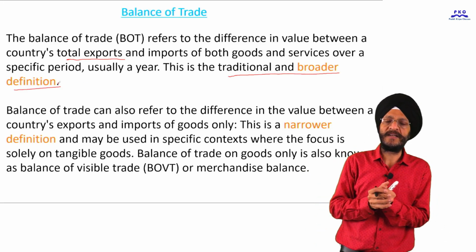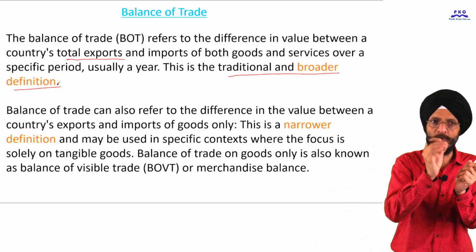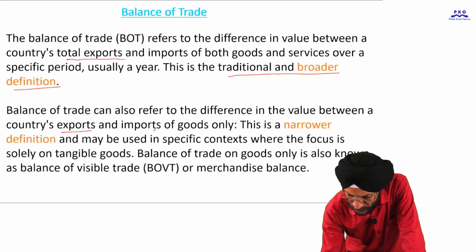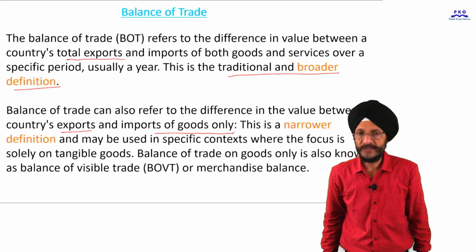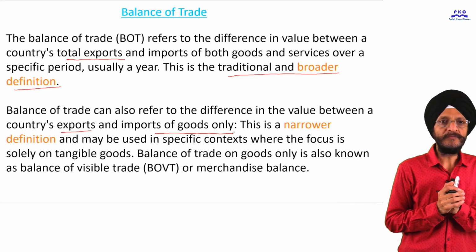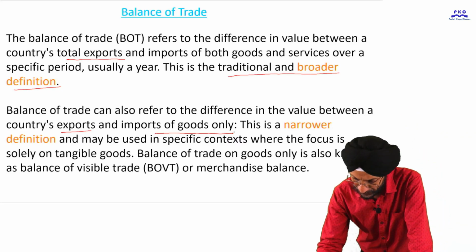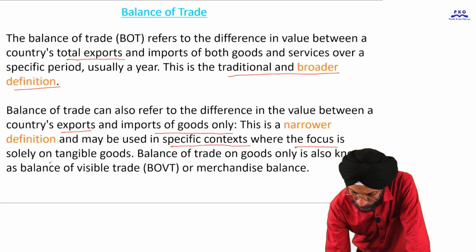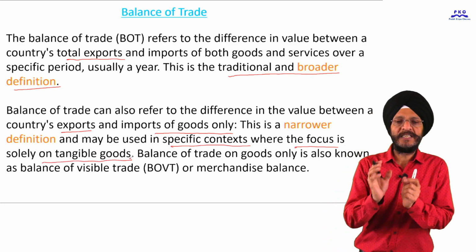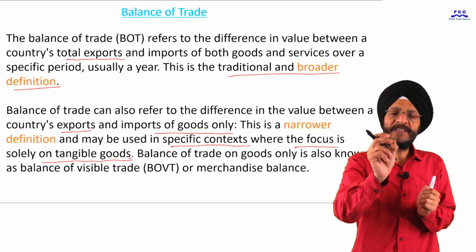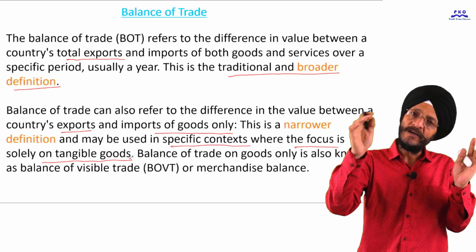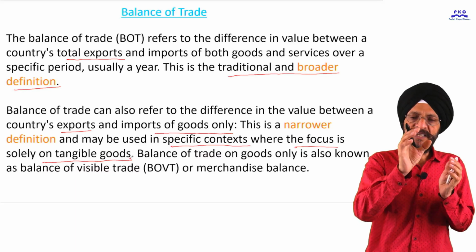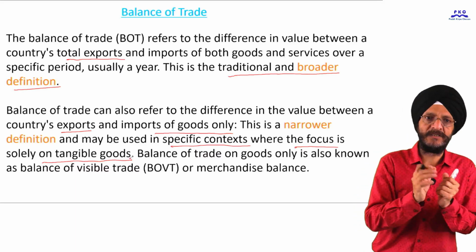There is also, as already discussed, a narrower definition which takes into account only the exports and imports of goods only. The narrower definition may be used in specific contexts where our focus is only on tangible goods. Tangible goods means the goods which can be seen, touched. Goods are also known as visible items. That is, they can be seen, touched, and measured.